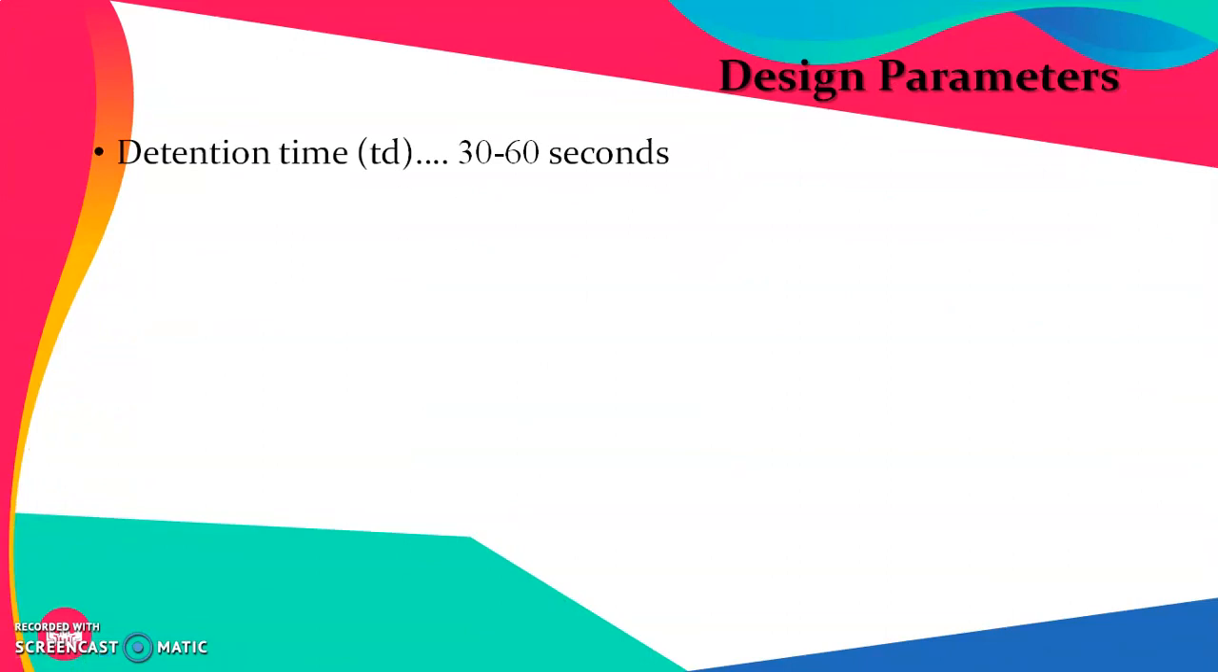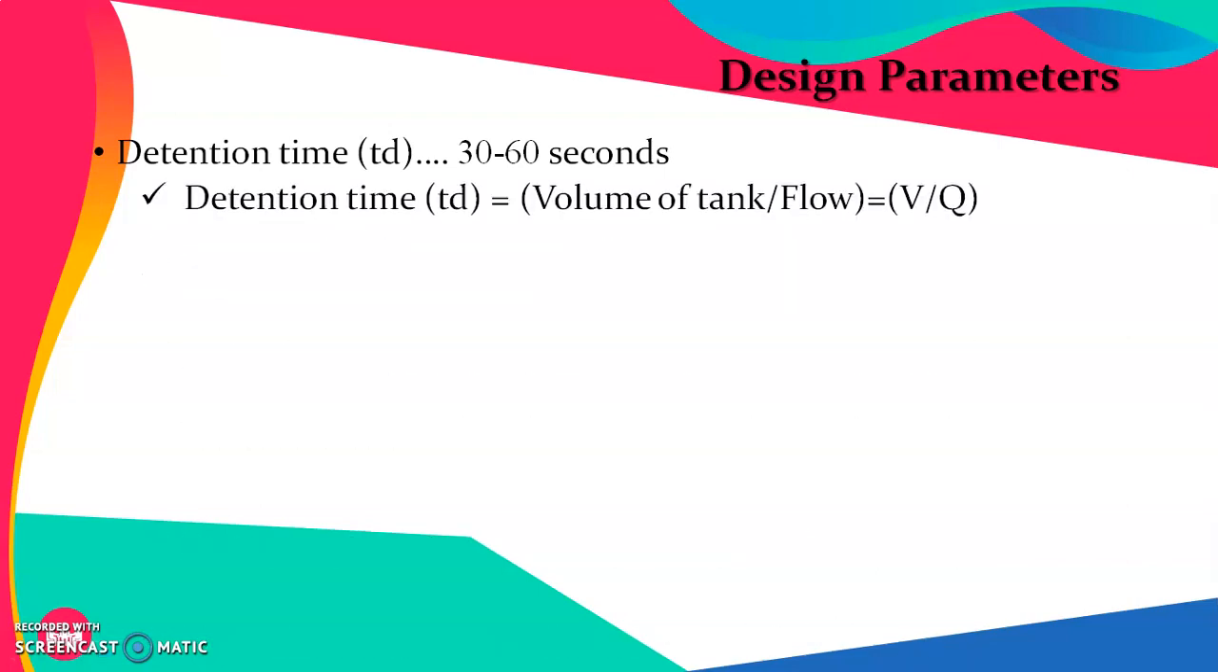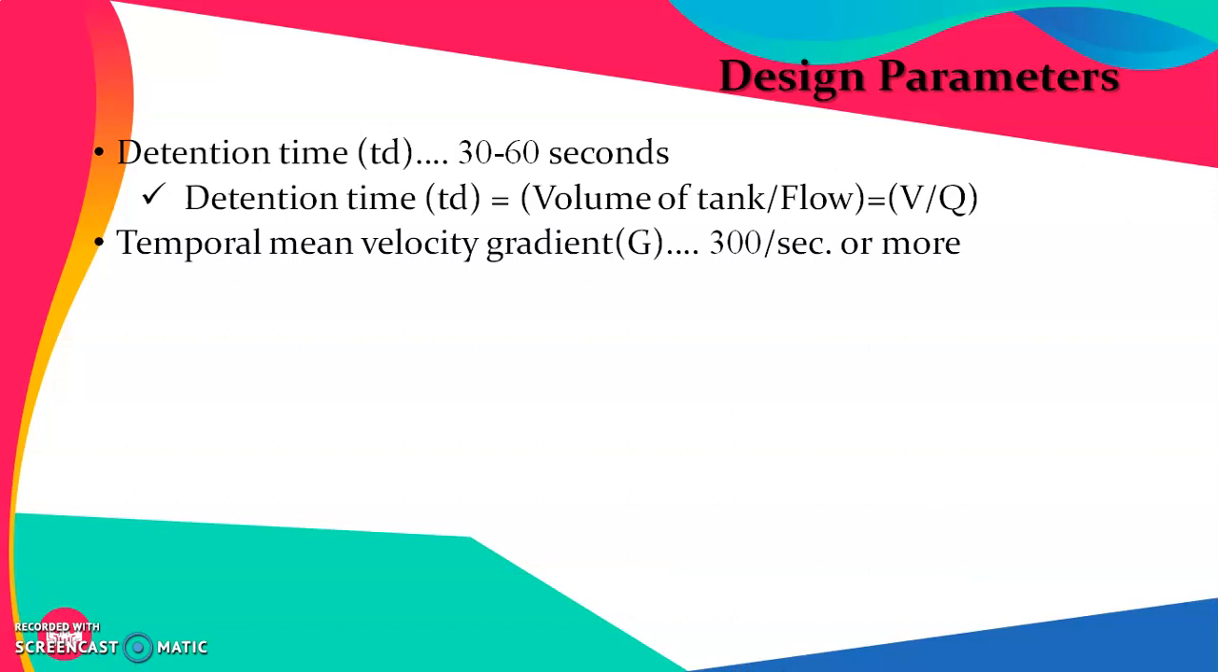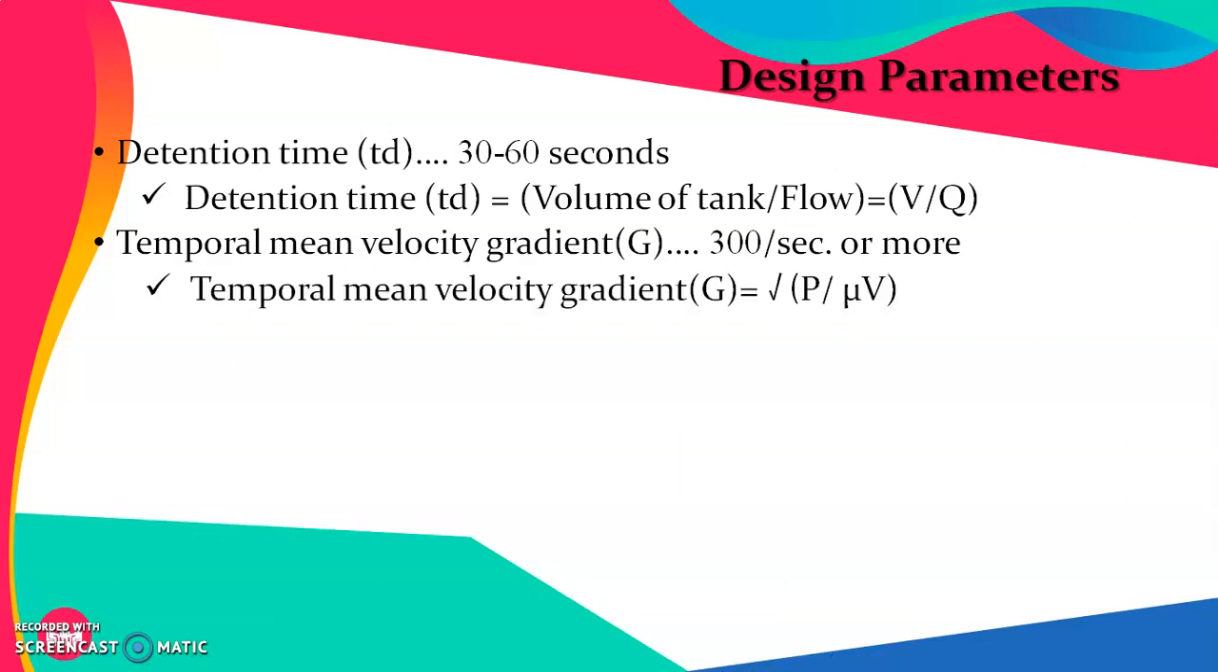The detention period for the flash mixer should be between 30 to 60 seconds. The detention time can be calculated by using a simple formula: volume of tank divided by the flow. It is a time, so its unit is generally seconds. Second is the temporal mean velocity gradient. It should be in a range of 300 per second or more. It should not be less than 300 per second.